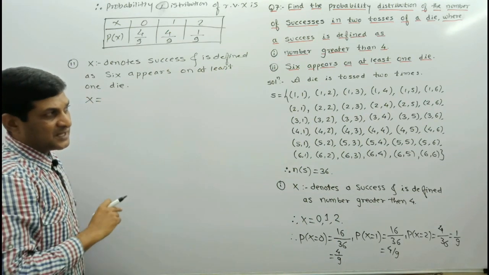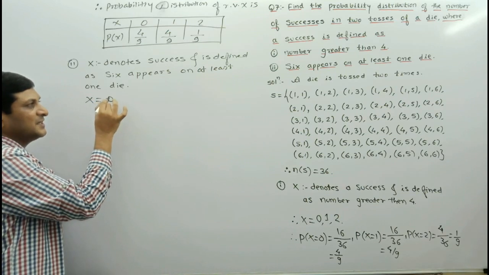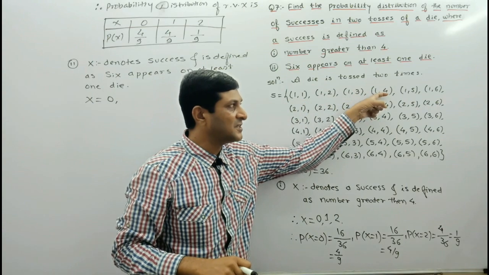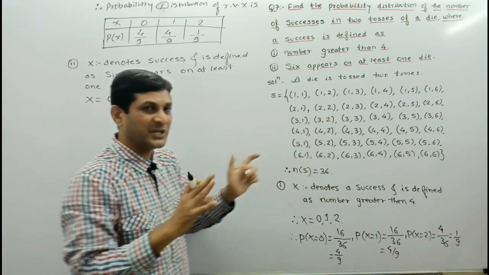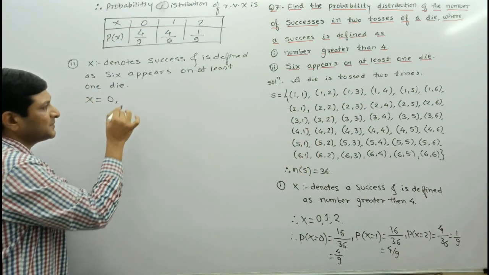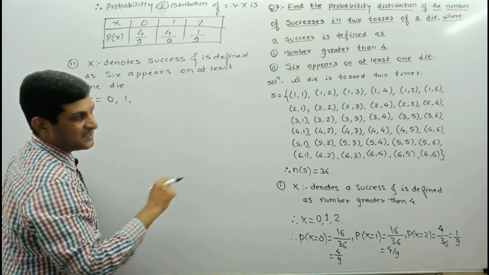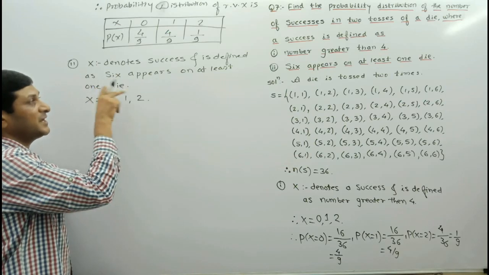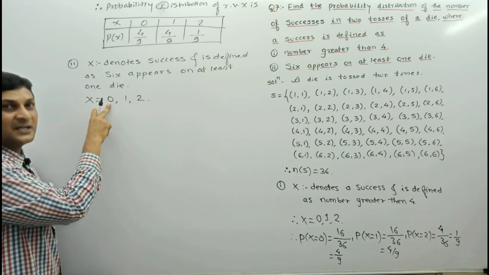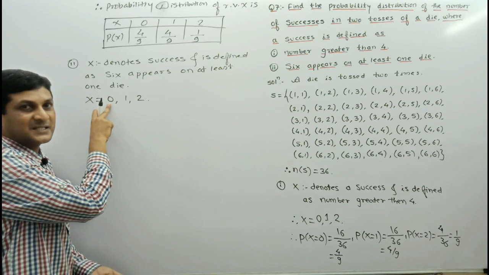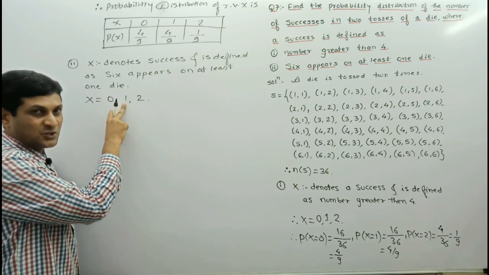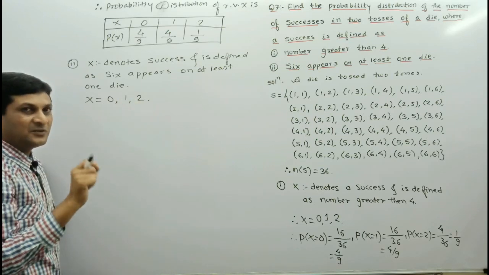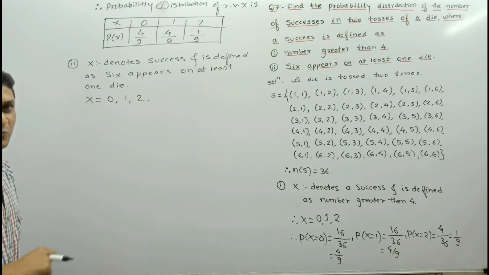In some elements we can observe that not a single 6 appears on both the outcomes, so that's why we can say that x is equal to 0. एक भी 6 नहीं दिखाई दे रहा है कुछ एलिमेंट में, कुछ एलिमेंट ऐसे हैं जिसमें एक 6 दिखाई दे रहा है, and the last element is there in which 2 sixes appear, and x shows that 6 appears on at least one of the dice. Some elements are there in which not a single 6 is there. Some elements are there in which at least one die shows 6, or some elements are there in which both the dice show 6.